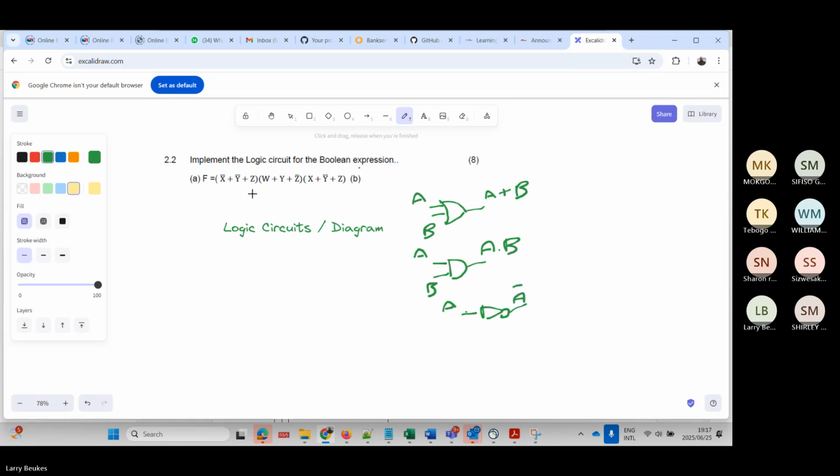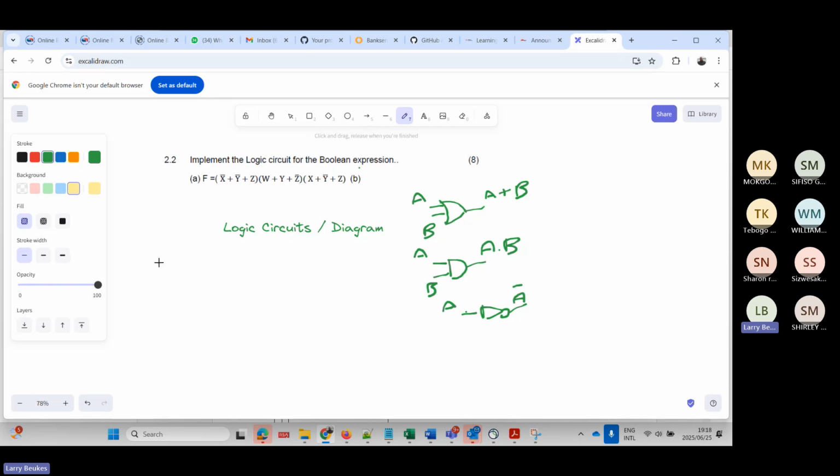Okay, so now let's start. Here we have X, Y, Z. We need to identify our inputs. F is the output. Let's identify the inputs. X, Y, Z, we have 3. Then W, so it means we have 4 inputs.